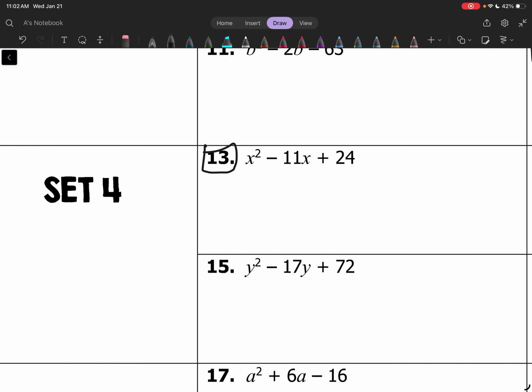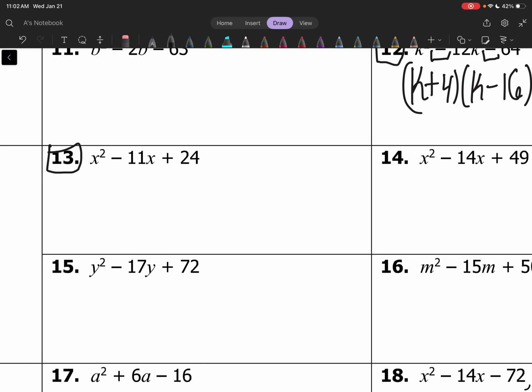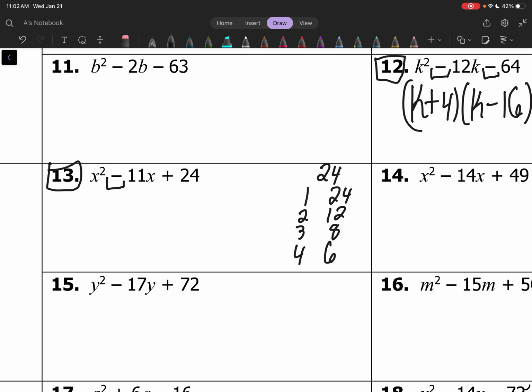Set 4. X squared minus 11x plus 24. My factors of 24 are 1 and 24, 2 and 12, 3 and 8, 4 and 6. The big number is negative. They have the same sign. Which of these add to negative 11? That'd be negative 3, negative 8.